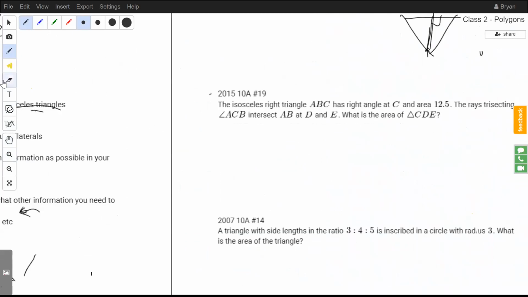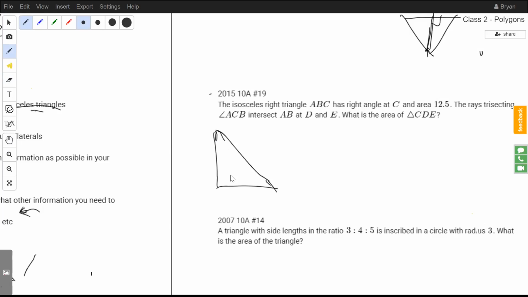This one: the isosceles right triangle ABC has a right angle at C, an area of 12.5, and the rays trisecting the right angle intersect the hypotenuse at D and E. It's asking for the area of triangle CDE. For this problem, I don't think I'm going to be showing the full solution, but I will give you maybe a little hint, a very big hint actually. I'm just going to show how you solve the problem, and I can leave the algebra for you guys to figure out.